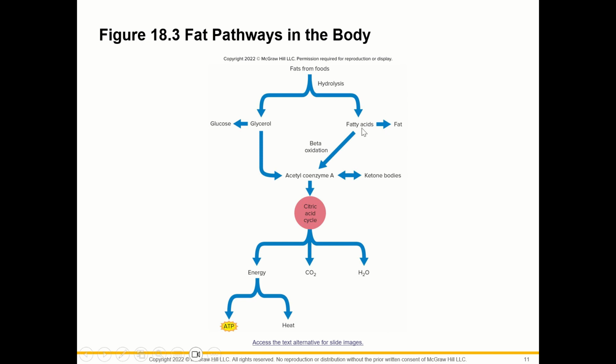And then you have the fatty acids, which are going to be your fat, and they will undergo beta oxidation, which again will go into the citric acid cycle with the help of acetyl coenzyme A and be used as energy. Or if your body is starving, it can go into the ketone body stage as you are in ketosis.